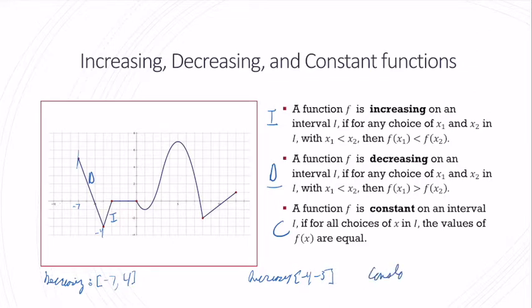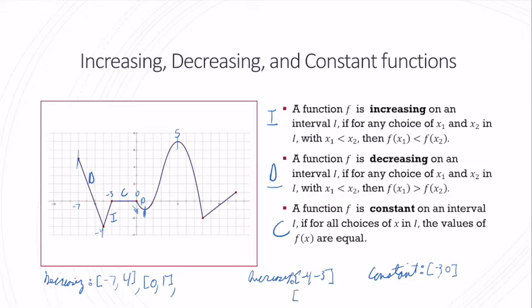It's constant from negative 3 to 0. Let's label that with a C. Next, I'm going to take a look here. Okay, so my function's decreasing. It still looks like it's going downhill from 0 to 1. Then it appears to be increasing from 0 to 5.